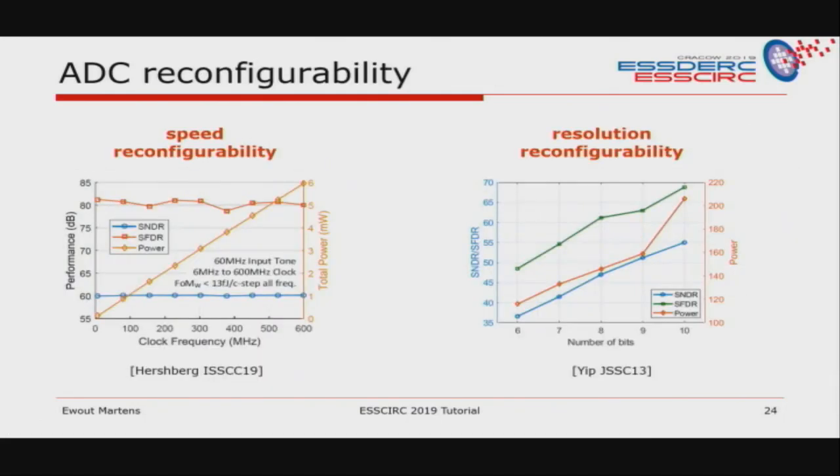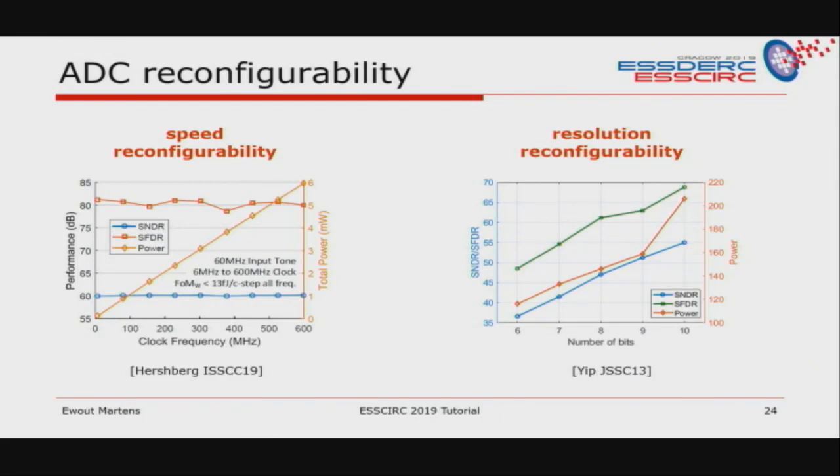And the final thing about the specifications for ADCs is their flexibility, so the reconfigurability. We have very flexible networks in 5G, so if you can build ADCs which are also very flexible, that would actually be a good thing. So you can have flexibility in terms of speed. You can have speed reconfigurability.